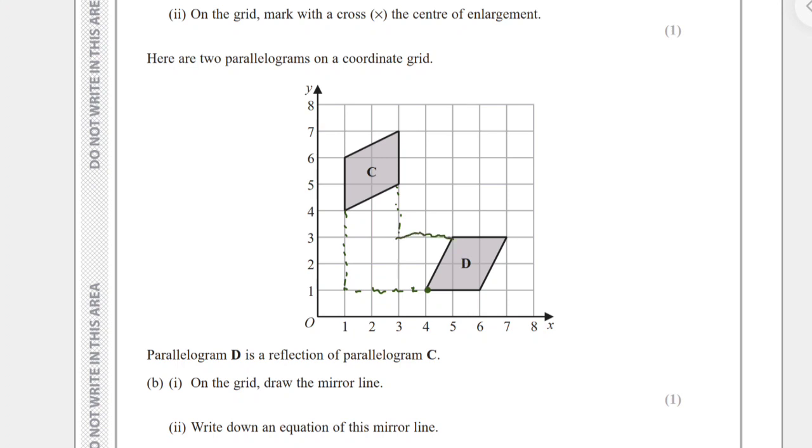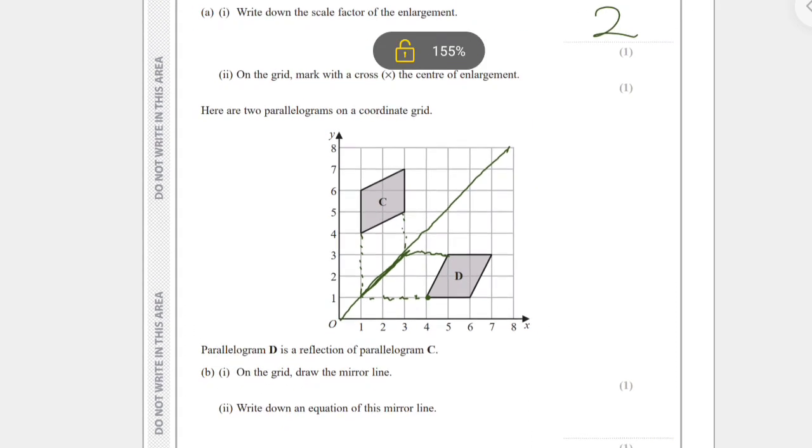So what do we see? We can see the relationship, which is these 2 points. All we have to do is join the line together. And the equation of the mirror line is going to be y equals x.